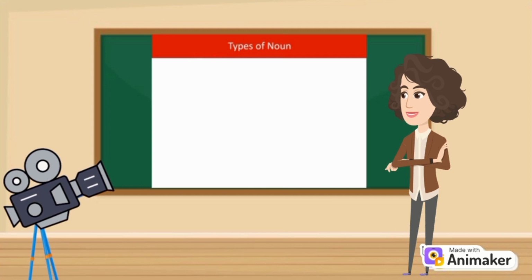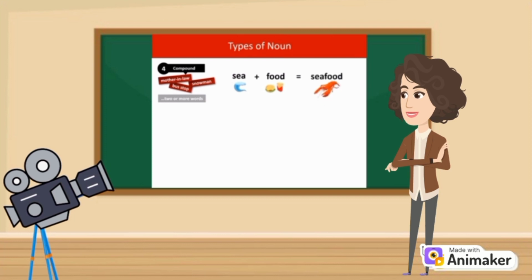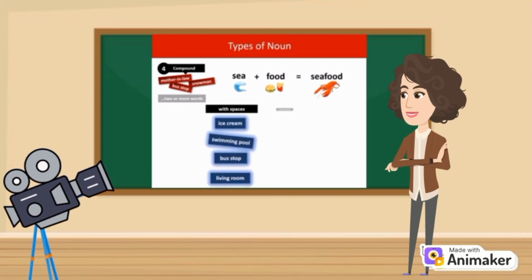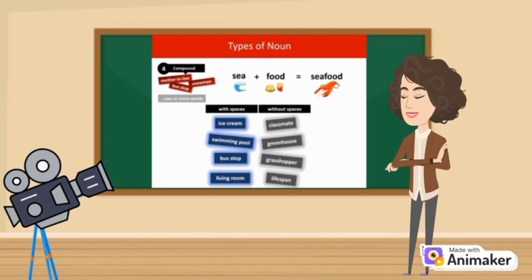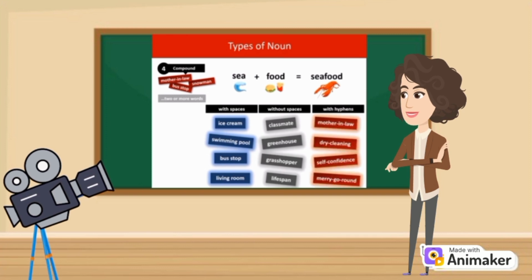Next we've got compound nouns. Examples, mother-in-law, bus stop, snowman. And these are nouns made up of 2 or more words. So let's take the word sea. Let's add it to food. And that gives us seafood, a compound noun. Now the thing about compound nouns is sometimes they can be written with spaces, like these ones, without spaces, i.e. as one word, like these ones, or with hyphens, like these ones. Now the ones with spaces are sometimes called open compound nouns, without spaces, closed compound nouns, and the hyphenated ones, hyphenated compound nouns.